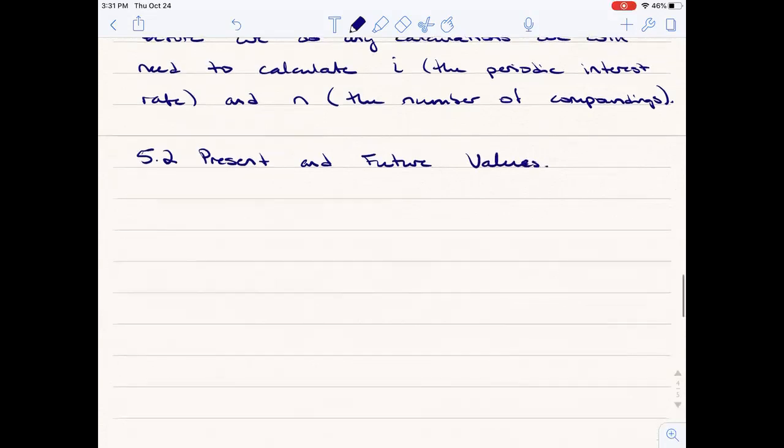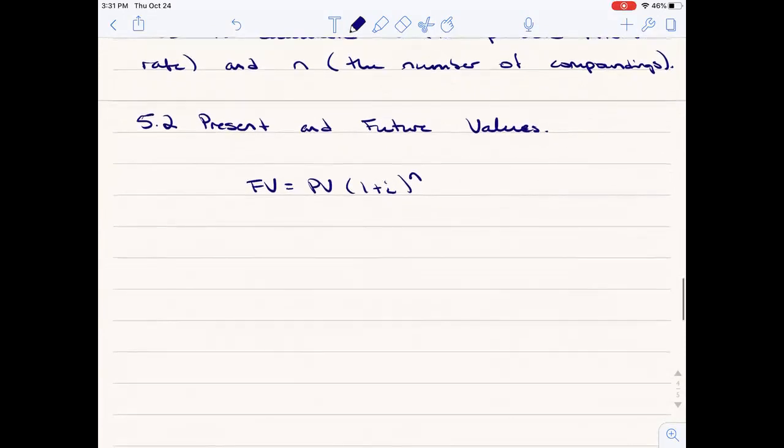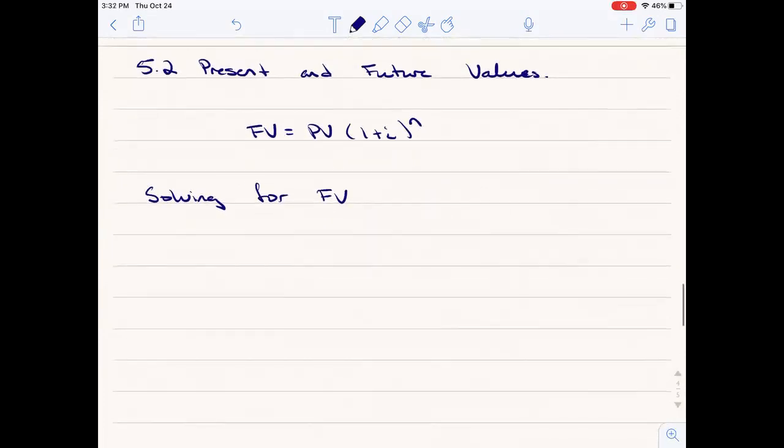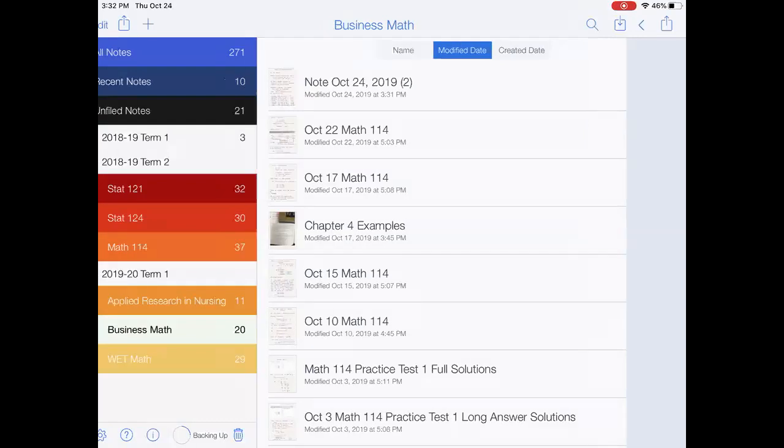So remember that FV is PV times (1 plus I) to the power of N. Okay. So solving for the future value, we'll do example 174. I'll just highlight it just to separate them. But we'll do example 174.